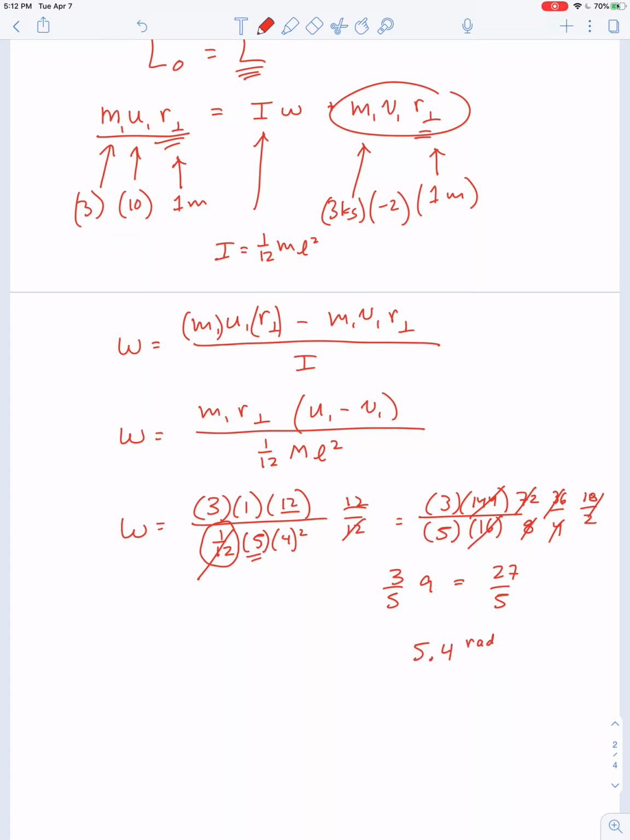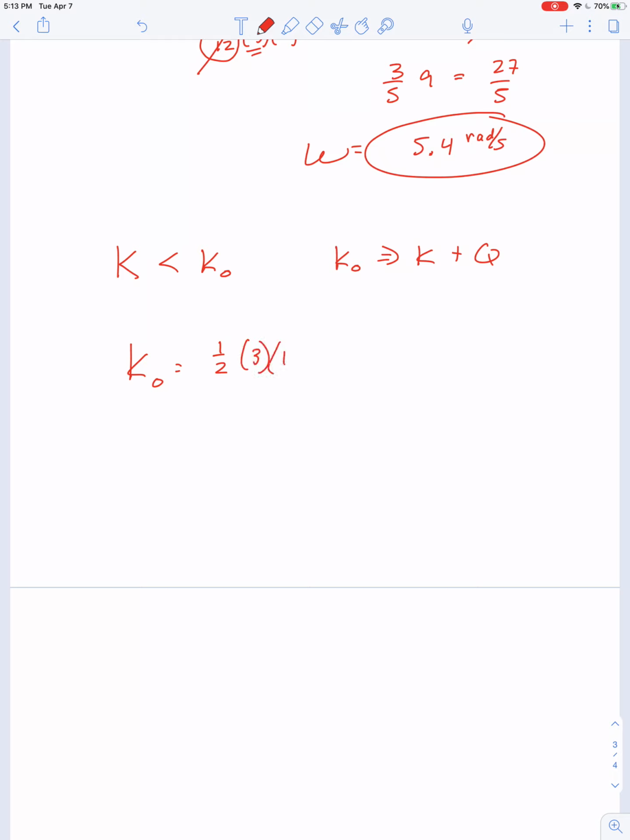So we did it. We found the final speed of the rod's center of mass, and we found the final angular speed of the rod. Now let's make sure that this is a reasonable result. The final kinetic energy has to be less than the initial kinetic energy, because the initial kinetic energy was converted into the final kinetic energy plus some Q value. Our initial kinetic energy is just due to the initial speed of the rubber ball: 1/2 times 3 times 10 squared. 10 squared is 100, 3 times 100 is 300, and half of that is 150 joules.